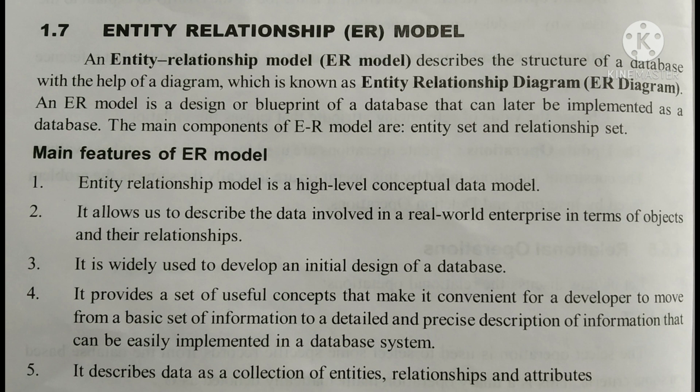The main components of the ER model are entity set and relationship set. ER diagram is the short form of entity relationship diagram. An ER model is a design or a blueprint of a database that can later be implemented as a database. The main components of the ER model are entity set and relationship set.